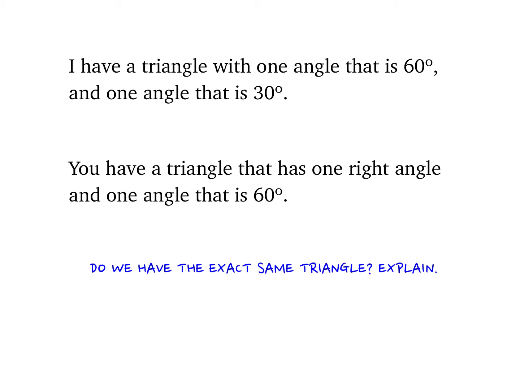Your gut reaction is to probably find that third angle. So in the triangle that I have, 60 and 30 means my other angle has to be 90 degrees. In your triangle, if I already have a 90-degree angle and a 60-degree angle, the only one that I could have left would be 30 degrees. So we have the same angles for sure. But does that necessarily mean it's the exact same triangle?